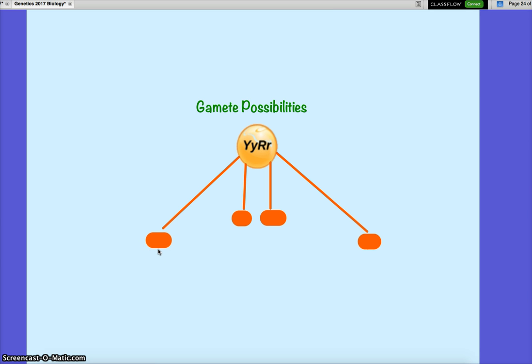Capital Y. Capital Y, capital R. Okay, I'll take it. And that's actually my first one. So one gamete could be capital Y, capital R. Can it be little y, little r? It could be little y, little r. What else?